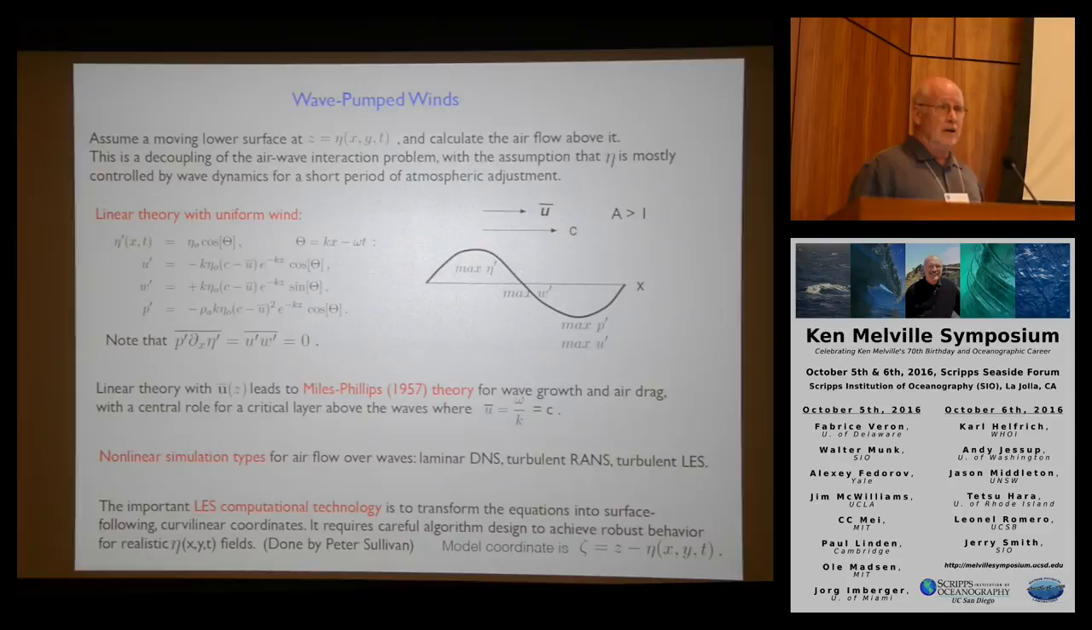And it's important that there's a model coordinate that is essentially height above the moving surface. The surface is specified, again, taking the point of view that the waves for a short time period mostly go their own way, independent of the state of the atmosphere. And furthermore, if you're going to make good dynamical sense of the results, you sure better do your statistics in that coordinate. And that's often proved to be very difficult to do in the field. The computational technology is Peter Sullivan's.